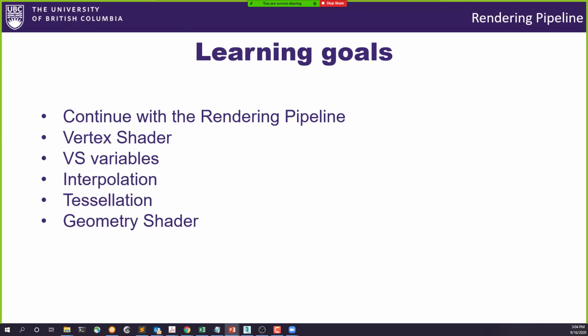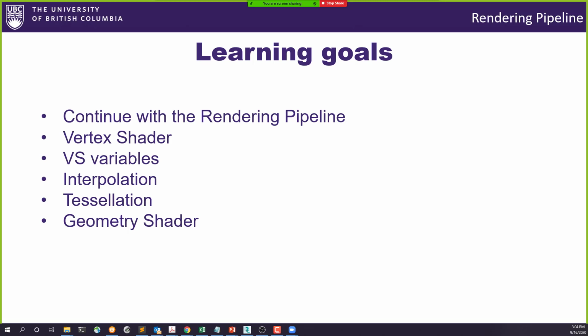Okay, so these are the learning goals for today. We will continue with the rendering pipeline. We will talk a little bit more about the vertex shader, but in depth. I will explain the vertex shader variables. This is very important for your intro assignment. I will explain what interpolation means, right? We will not see the math yet, but we will see what it is. We'll also see the concept of tessellation and the geometry shader, right? So those are the learning goals for today.